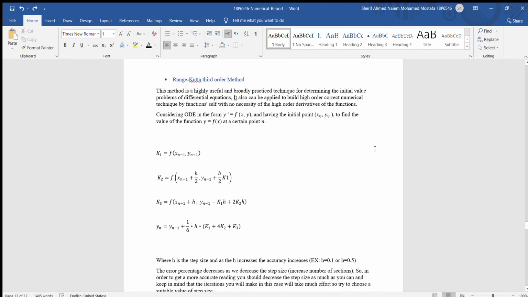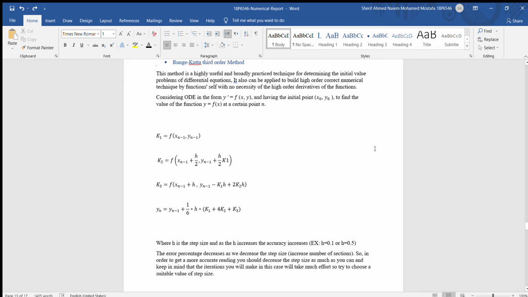Runge-Kutta is another method of solving ODEs. There are various orders of the Runge-Kutta method, but here we will discuss the third order only. Third order means that we have to calculate 3 intermediate terms, k1, k2, and k3, in every iteration we make. Then substitute with them in the y_n equation to get the y estimate for a given x.